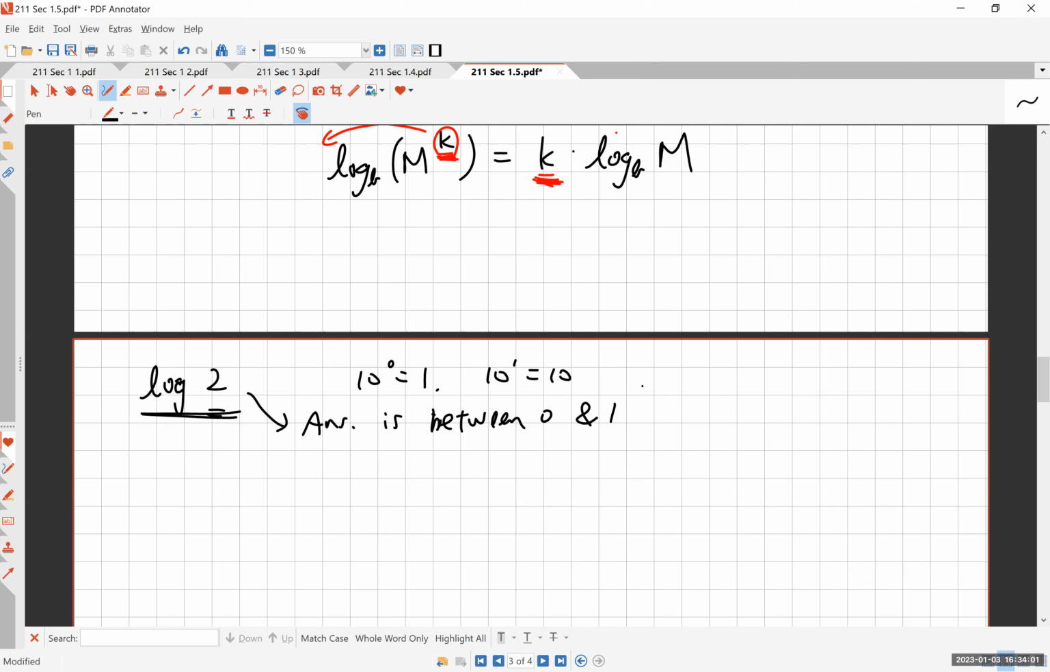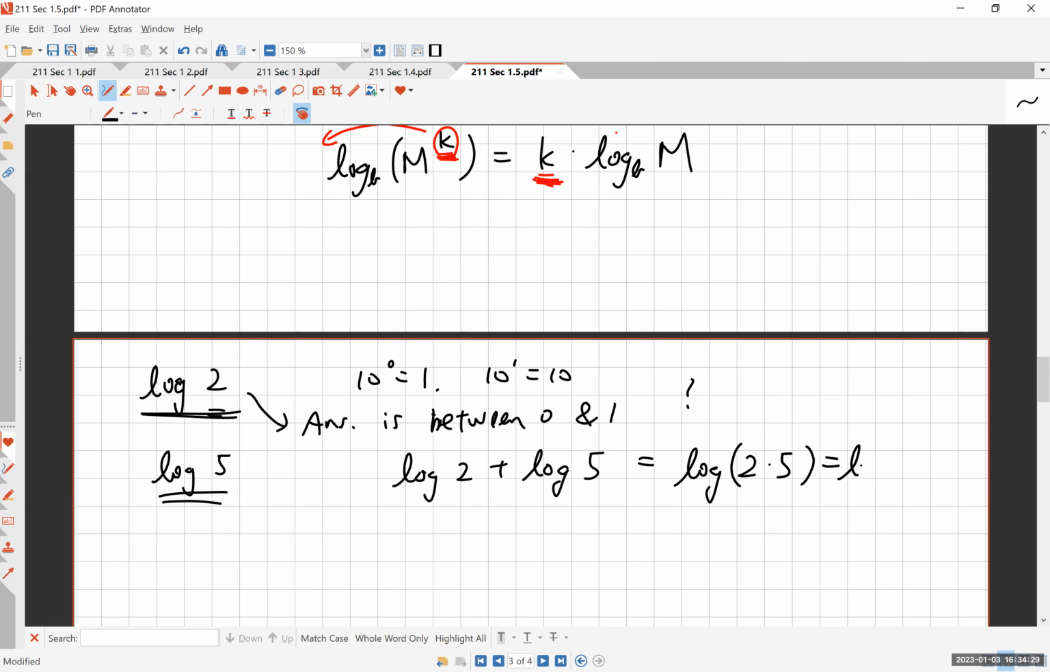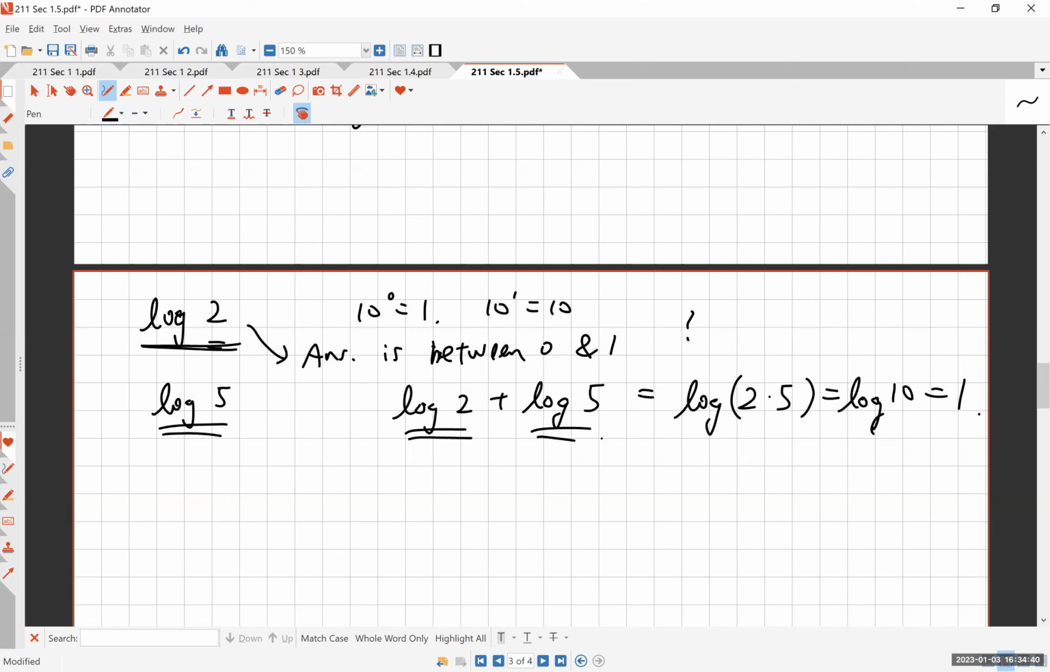But that's not the point, okay? We don't know what that is without using the calculator. What is log 5? I don't know that either. It's also between 0 and 1. It's bigger than log 2, but it's less than 1. But even though we don't know what log 2 is and what log 5 is, I know the sum of these. How do I know that? Because the sum of these two logs is the log of the product, which is log 10, and that's 1, right? 10 to the 1st power is 10. So even though I don't know this or that, I know the sum of these, which happens to be 1.